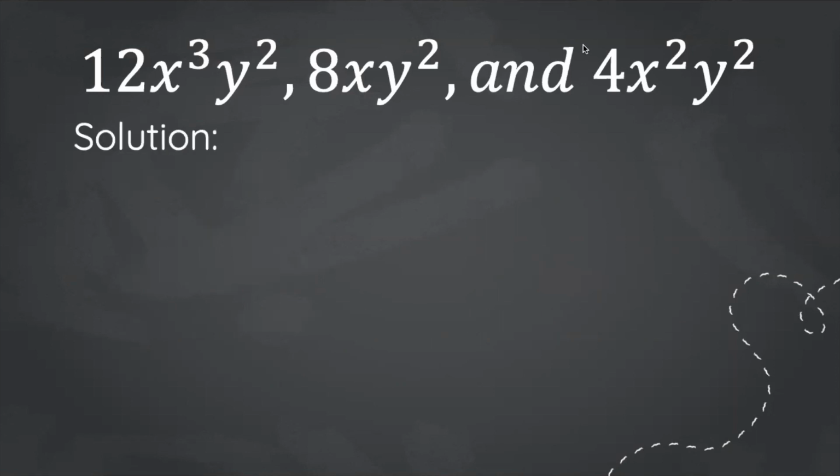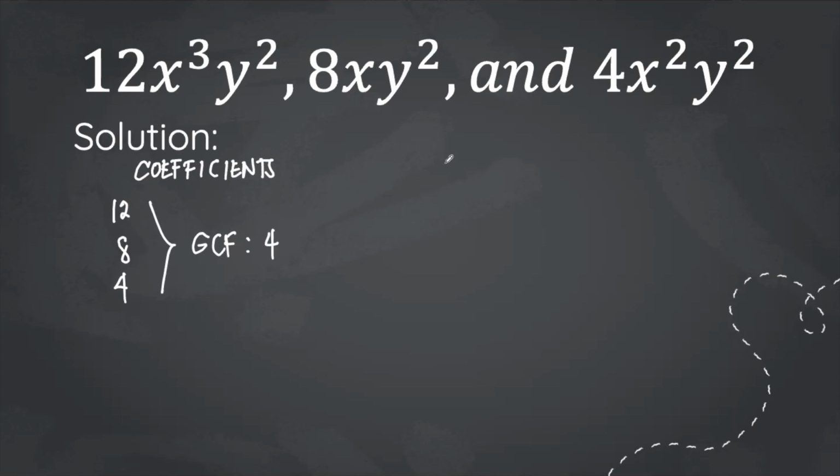So let's try to find the GCF of these three polynomials. Let's identify first the GCF of the coefficients. Let's start with the coefficients. The coefficients of these polynomials are 12, 8, and 4. If you get the GCF of these coefficients, the GCF will be 4. Then we identify the GCF of the variables.